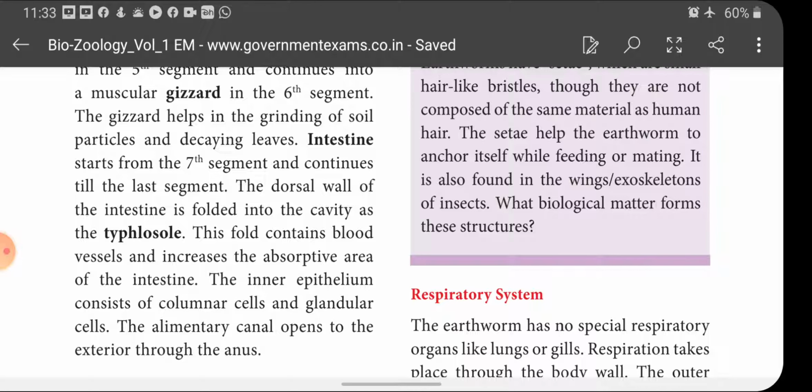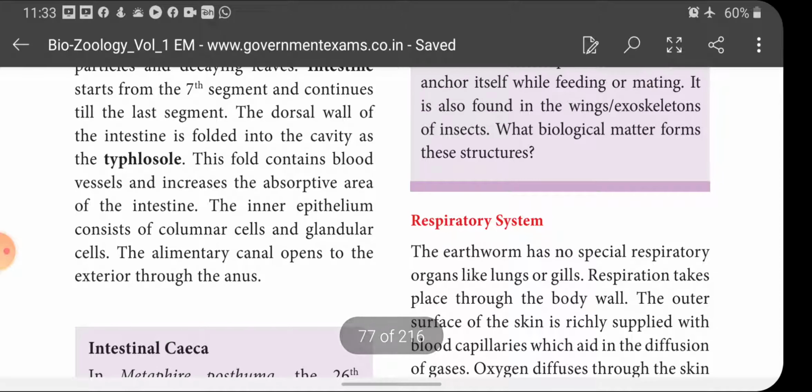Next, the intestine. It starts from the seventh segment and continues till the last segment. The dorsal wall of the intestine is folded into the cavity as the typhlosole. Please bracket it. What is the typhlosole? Mention its function. This fold contains blood vessels and increases the absorptive area of the intestine.